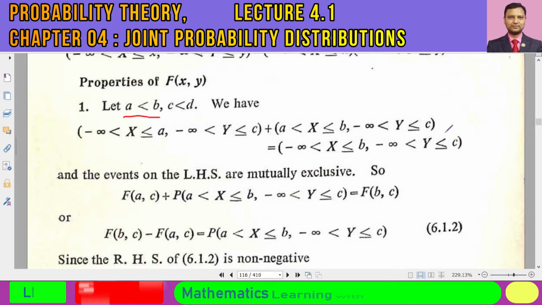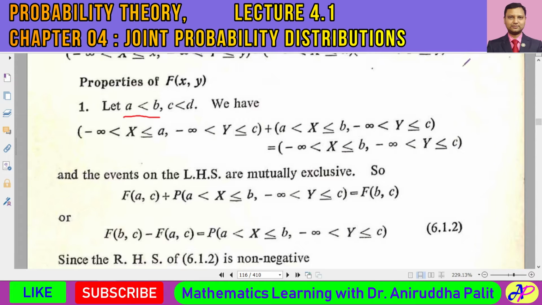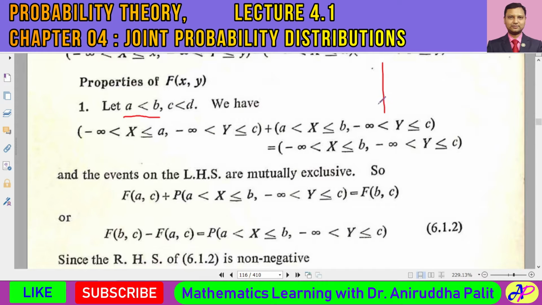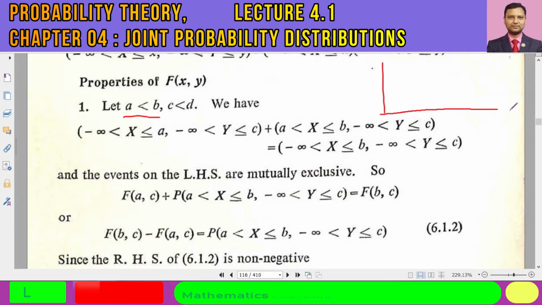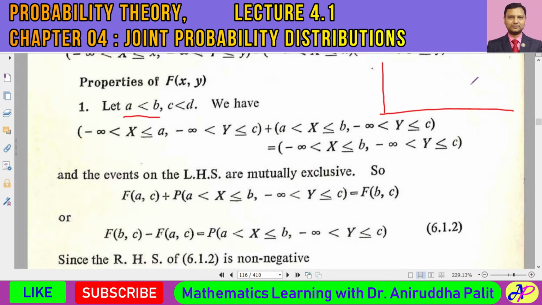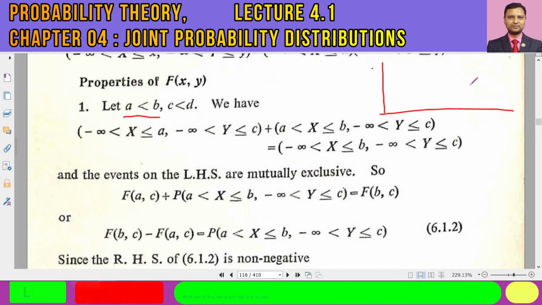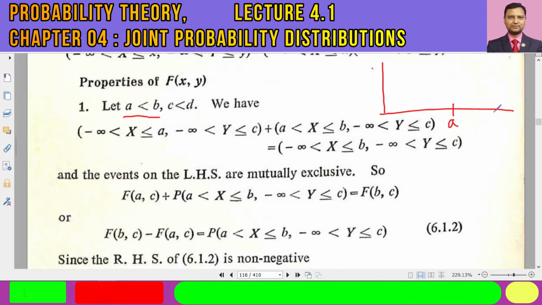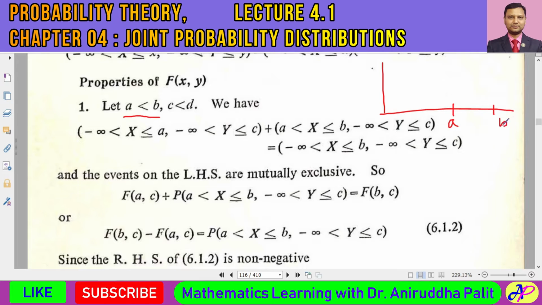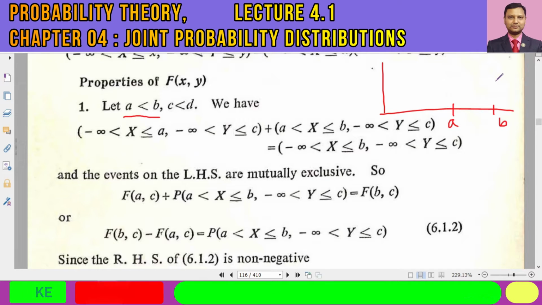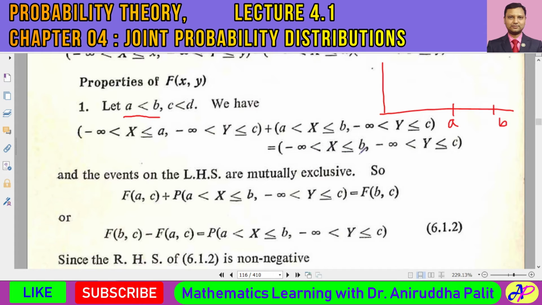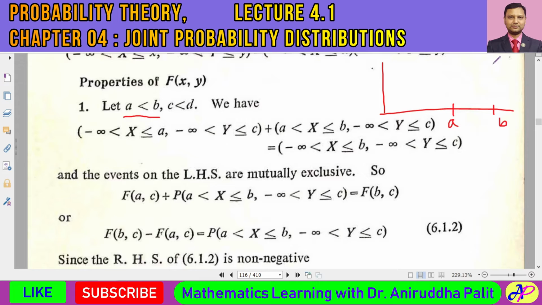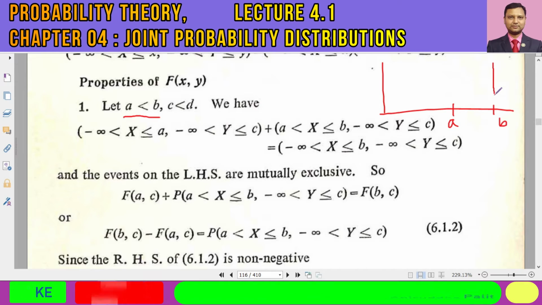Let me draw the picture over here. Suppose these are the coordinate axes, and over here a is less than b. So suppose this is our small a and this is our small b. All right, and minus infinity less than x less than or equal to b. So we shall have to consider this kind of line.